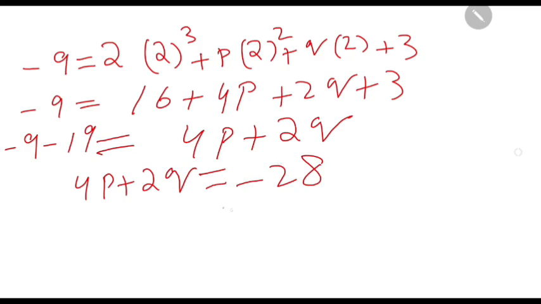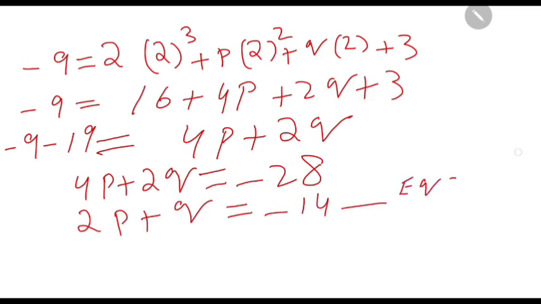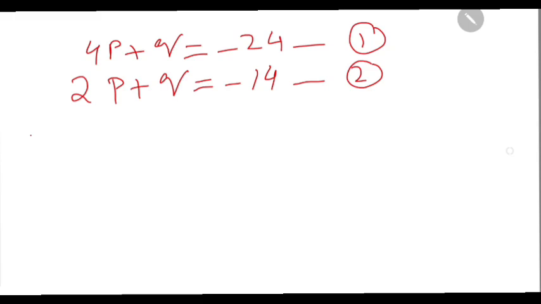So I can divide this equation by 2. So it's going to be 2p plus q is equal to -14. This is going to be our equation number 2. Now I can solve simultaneously. Solve the system of equations. We have a system of 2 linear equations with 2 variables. So this is my equation number 1. This is my equation number 2.